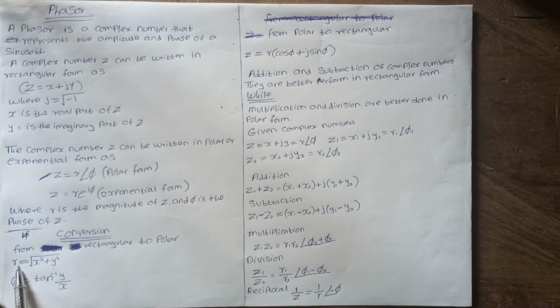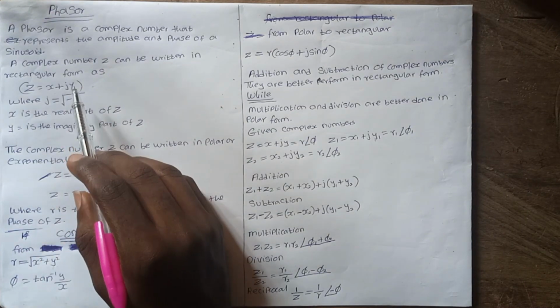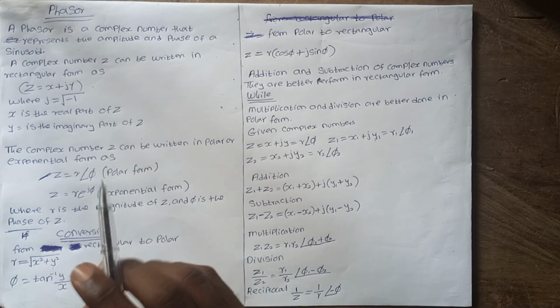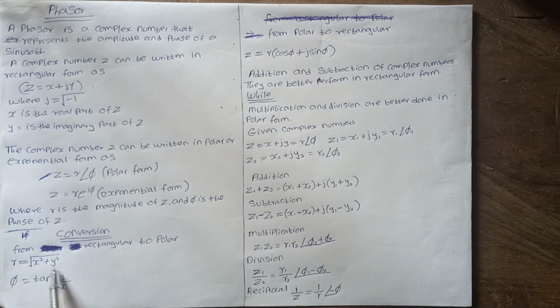To get r, it is the square root of x squared plus y squared. So if you do the value, you get your r. And to get the phase, it is the tan inverse of y over x. Tan inverse of y over x, not y squared or x squared.